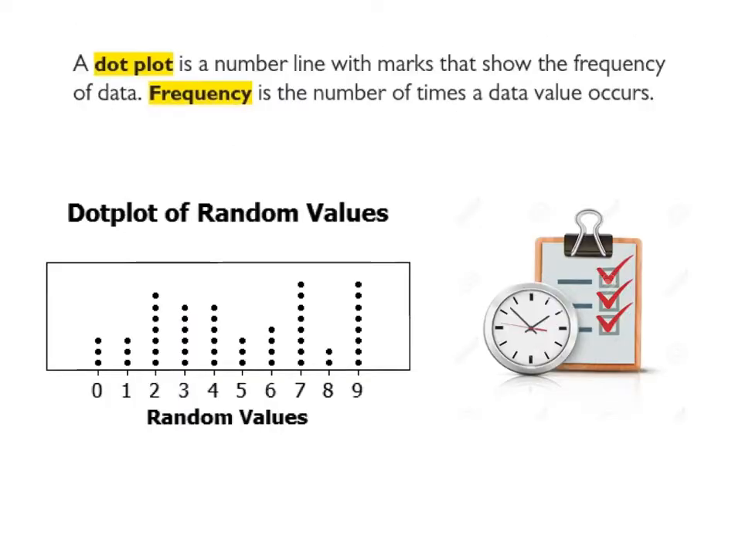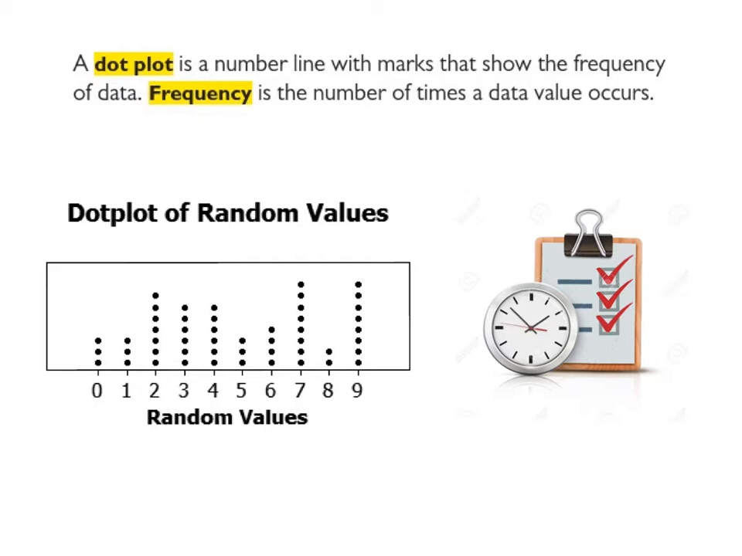Let's jump into the definition of a dot plot. A dot plot is a number line with marks that show the frequency of data. Here we have a picture of a dot plot of random values. It is a number line, 0 through 9, and it has a whole bunch of little dots on top of those numbers. Every dot shows how many times that number occurred.